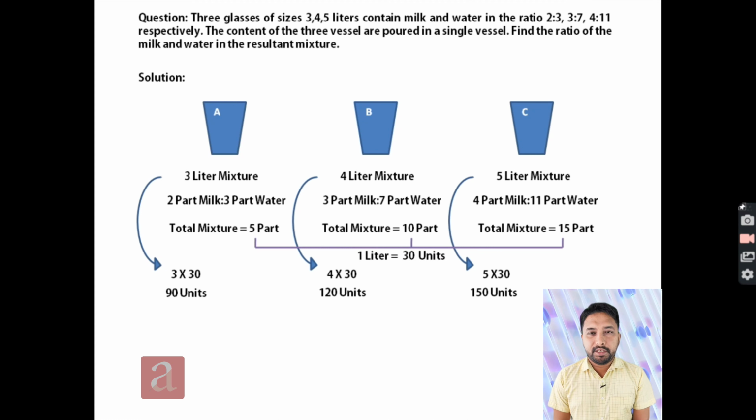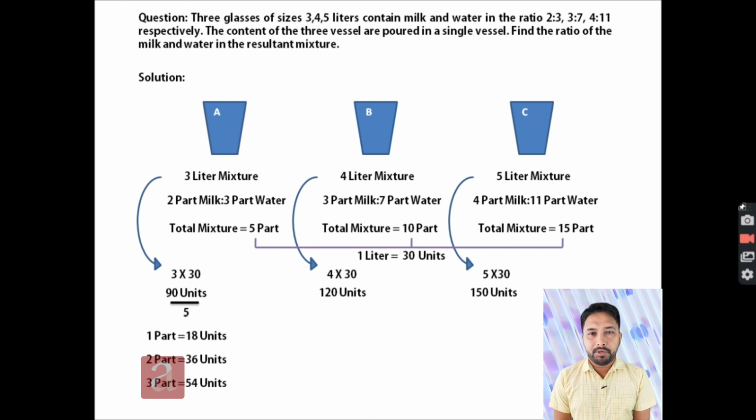So if we consider glass A, it contains 5 part of liquid or 90 units of liquid. That means 5 part is equivalent to 90 unit, so 1 part will be equal to 18 units. Now since it contains 2 part of milk, so 2 part will be equal to 36 unit. And since it contains 3 part of water, so 3 part will be equal to 54 unit.